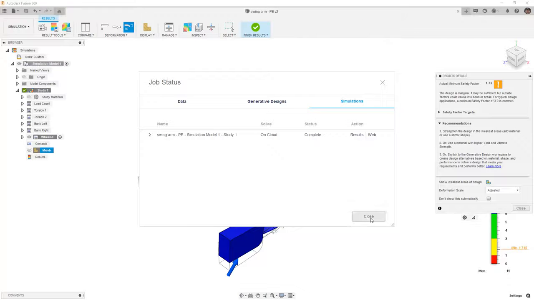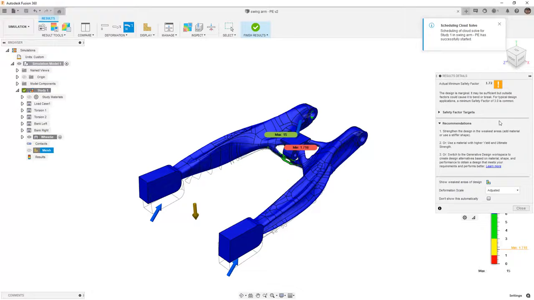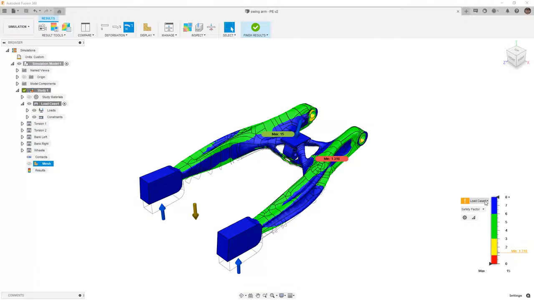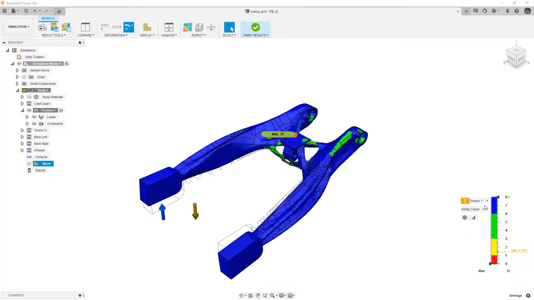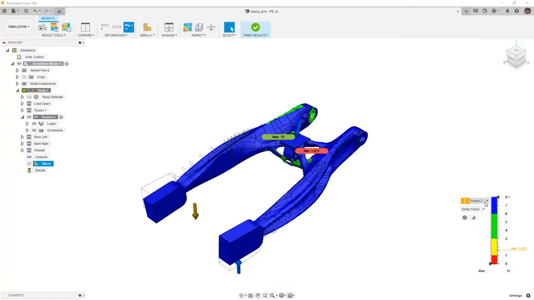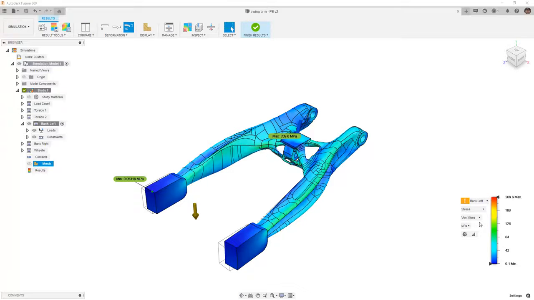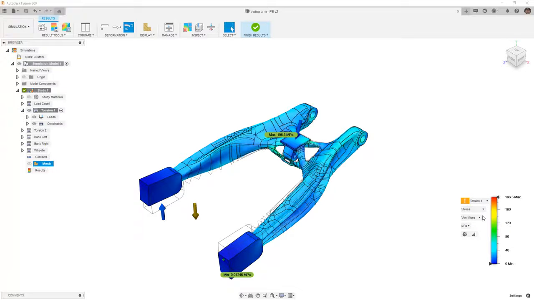Now that we have simulation results, let's take a look. We can see here that the actual safety factor is going to be 1.72, but that doesn't tell the whole story. That safety factor is based on load cases. We can look at all the different load cases and see what the minimum safety factor is for each of these. We can also take a look at things like the stress or displacement on the swing arm. Reviewing all of these will help us identify if the swing arm will meet our specifications or if adjustments need to be made.